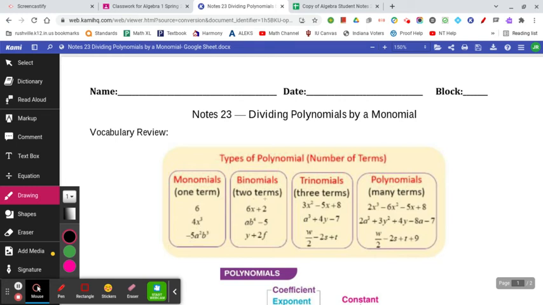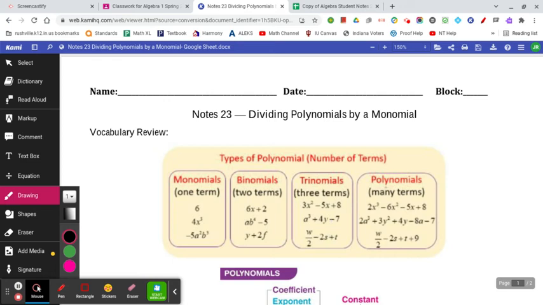Next we have a binomial, meaning two terms. We have a term and then plus or minus another term. Here we have 6x plus 2. 6x is a term, 2 is a term, and we're adding those two terms together. So binomial, prefix bi meaning 2. And then trinomial, as you guessed, meaning 3. We have 3 terms separated by addition or subtraction.